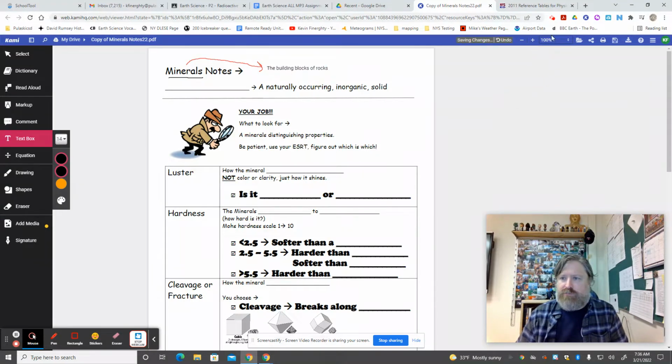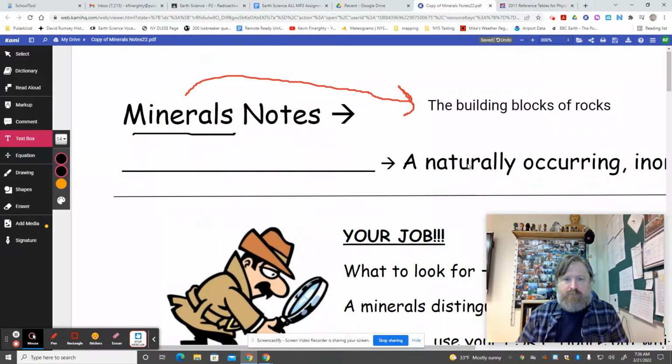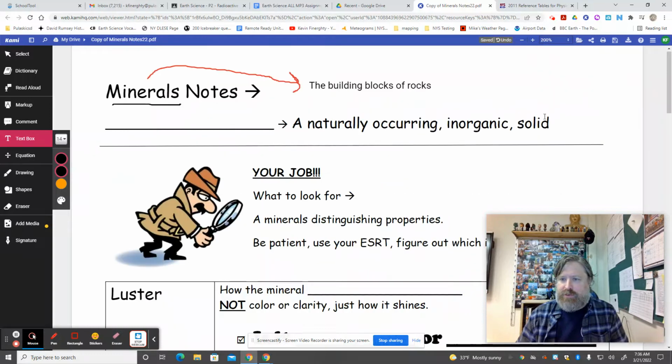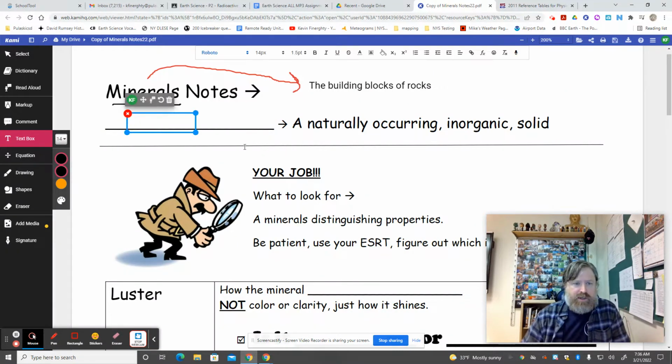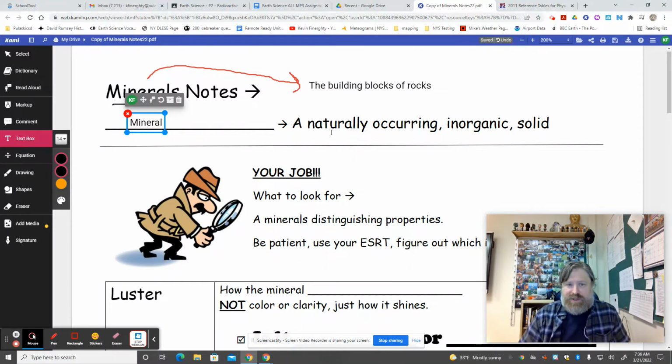I'll make this all bigger so everybody can see it. The building blocks of rocks. All I really said in here is that here's the definition of a mineral: naturally occurring inorganic solid. So naturally occurring, it can't be man-made. Inorganic, never at any point was alive. And solid, solid. You don't know what solid is.